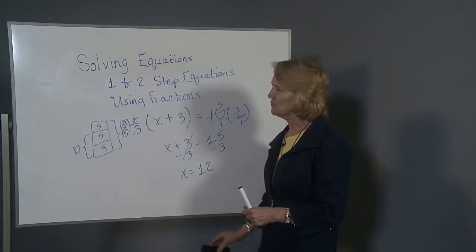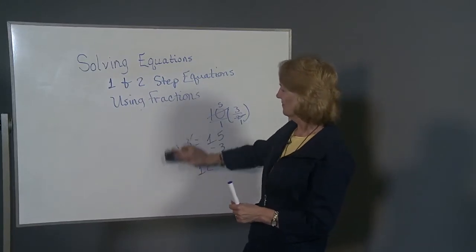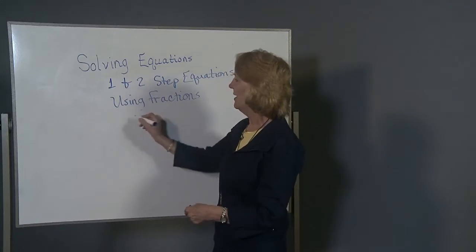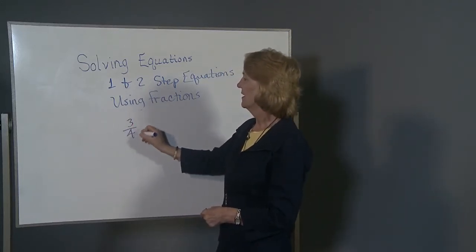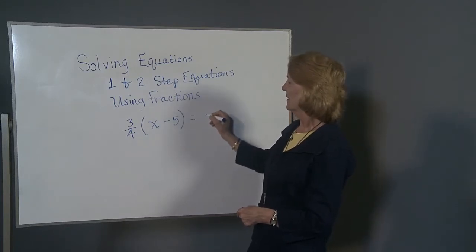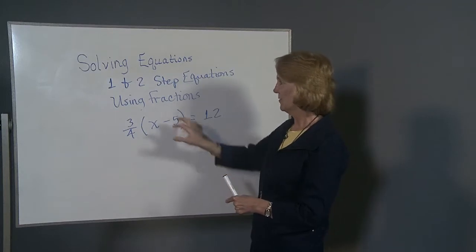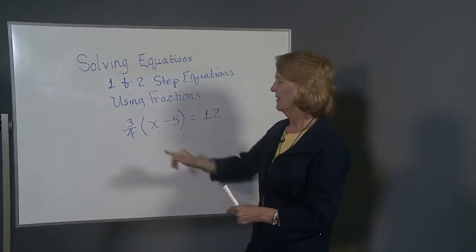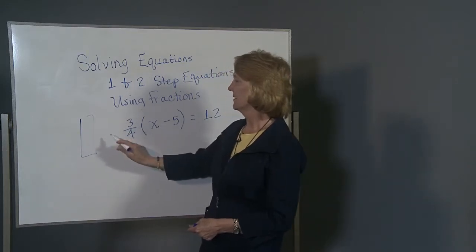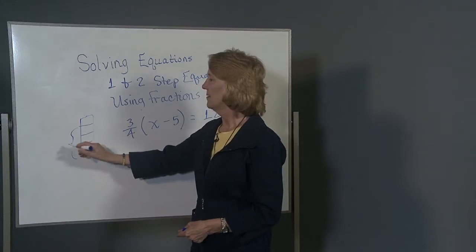Okay, let's do one more. This time let's have subtraction going on. What if you had 3/4 of a number equal 12? 3/4 of something equal 12. Let's make our candy bar. Okay, there's 4 parts, and 3 of the parts together make 12.